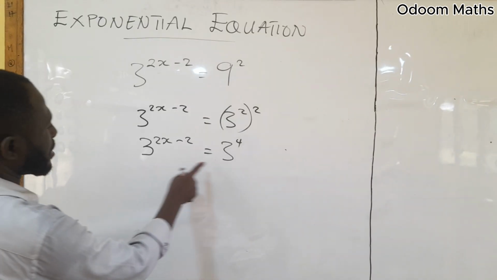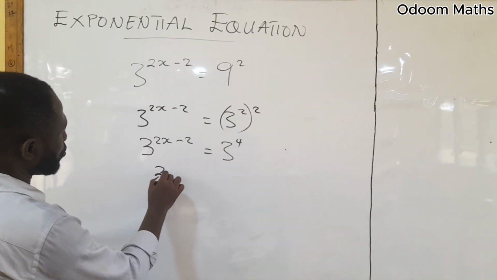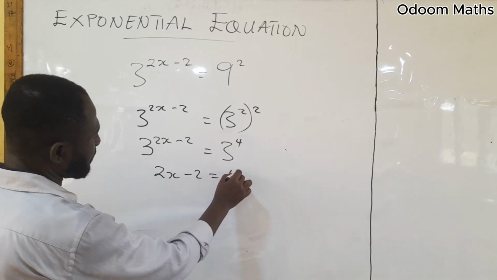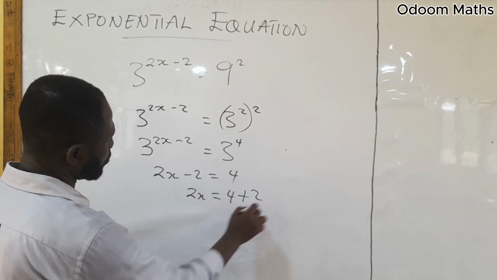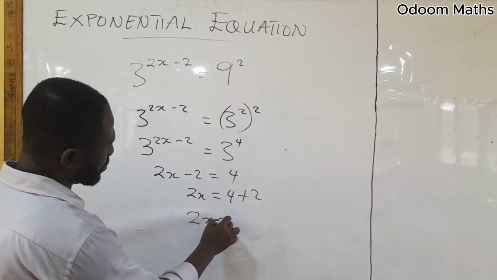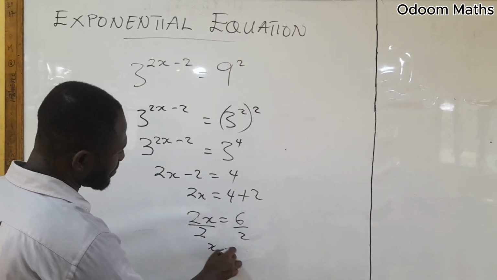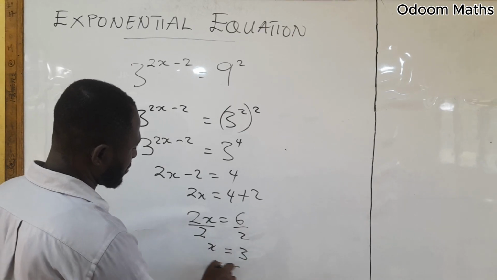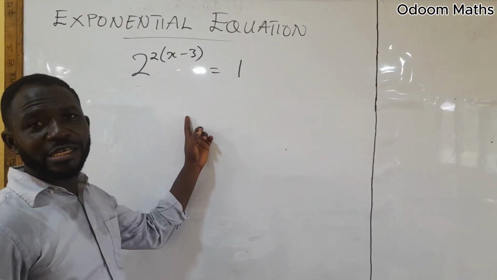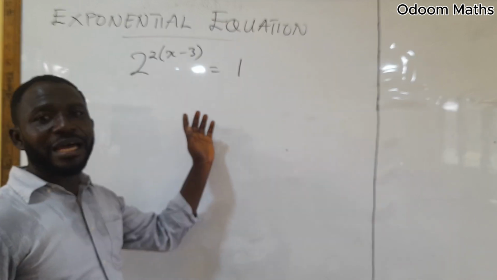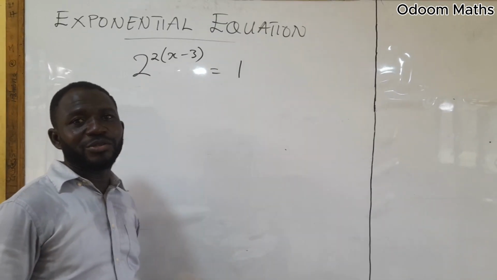Okay, so I can equate the powers because the bases are the same. So 2x minus 2 becomes 4. And then 2x is going to be 4 plus 2. So 2x will become 6. And then we divide both sides by 2. And x becomes 3. Okay, now let's look at this example. So you can pause and then solve this one after. Then you check to see whether what I'm going to get is the same as what you also get.